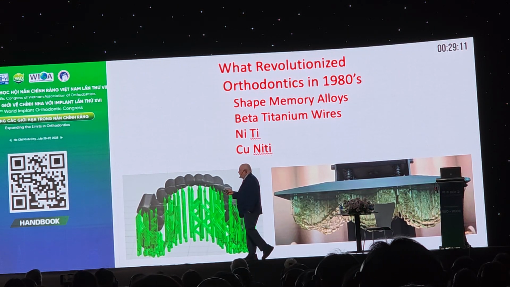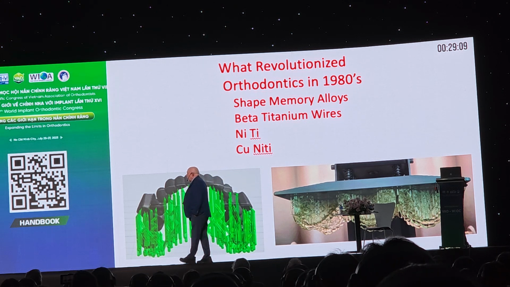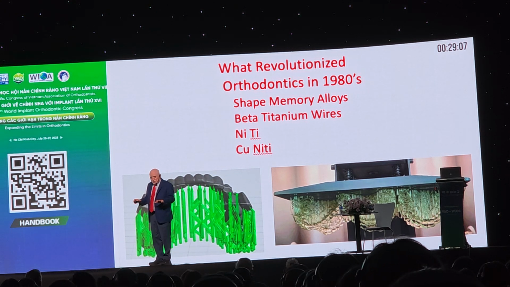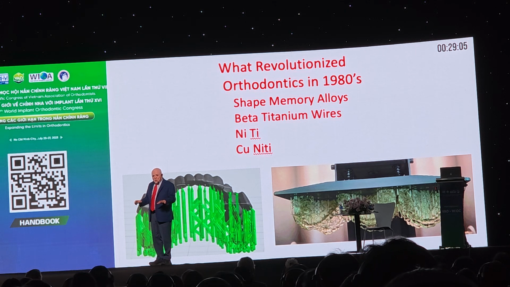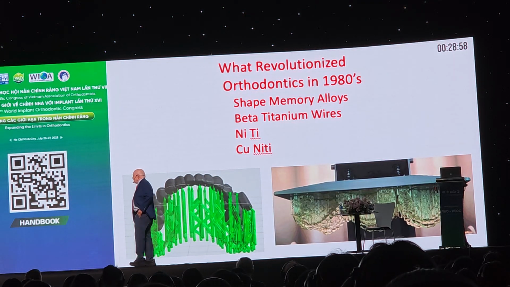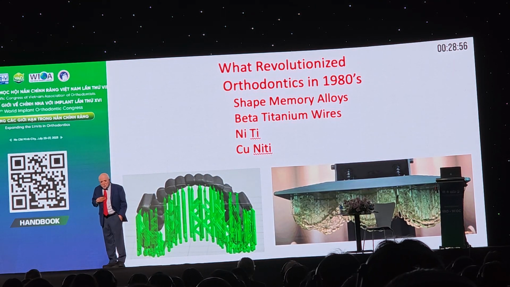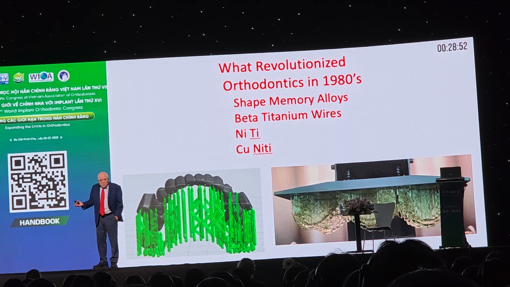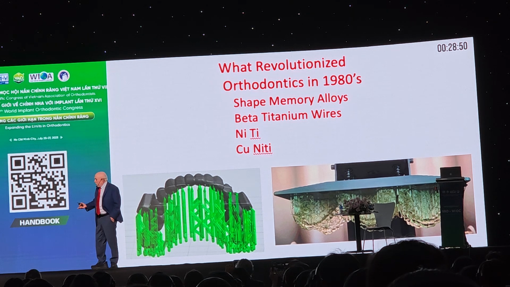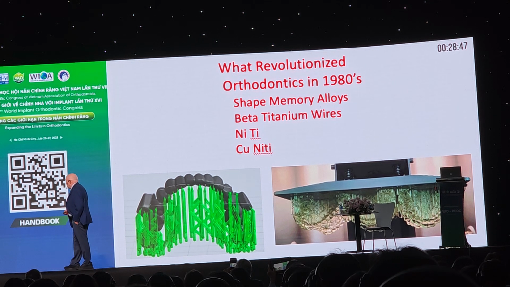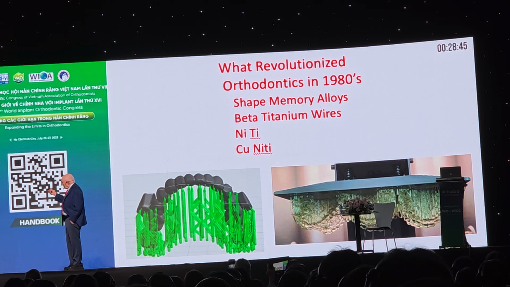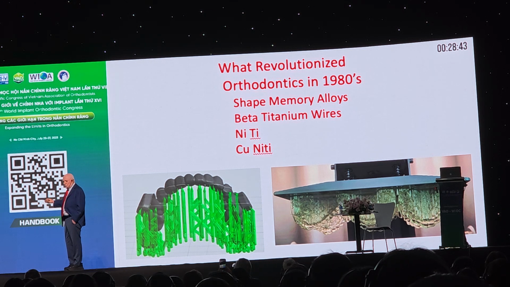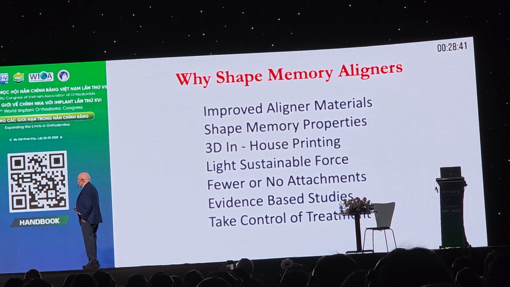So what revolutionized orthodontics in the 1980s, and I was part of it, because we developed beta titanium, copper nickel titanium, Chinese nickel titanium, all wires were developed at University of Connecticut. This is what interested me about shape memory aligners. I said, aha, now there is something which is going to be just like going back to the 1980s. And on top of that, 3D, I can make this thing in my own office.